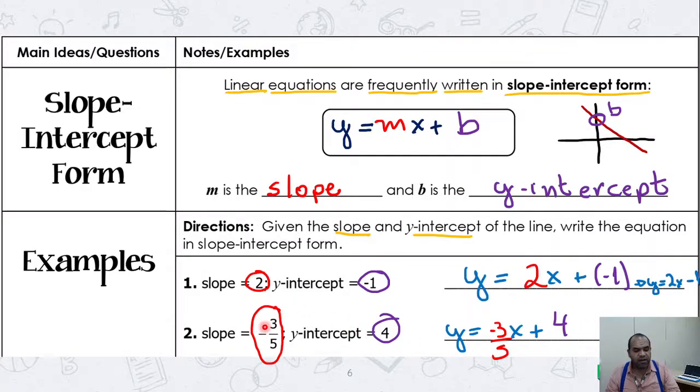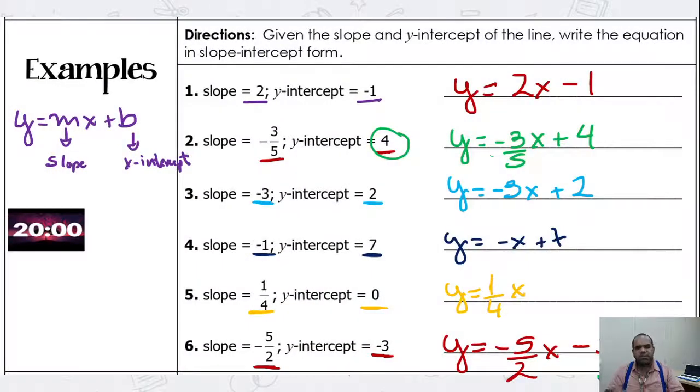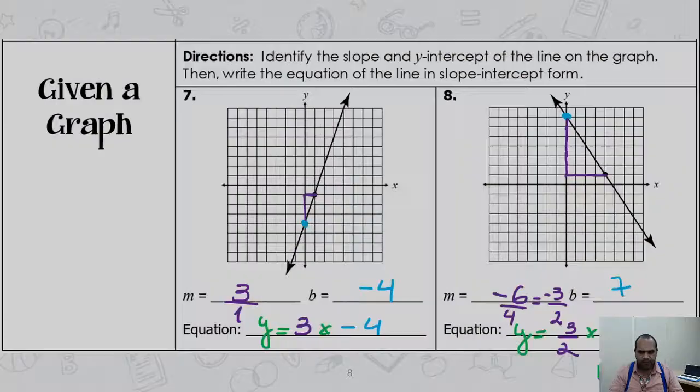The same thing over here: the slope is -3/5, and for my y-intercept, 4, so y equals -3/5 x plus 4. Great. Here's some exercise we did in the classroom. I don't need to return on this one. If you need anything else, you can pause the video and see this one.